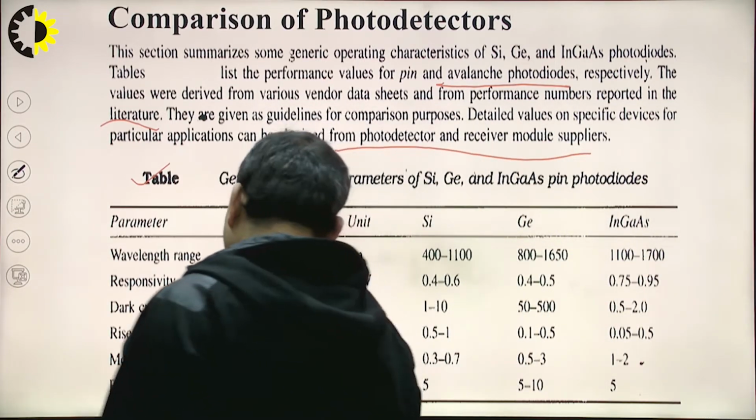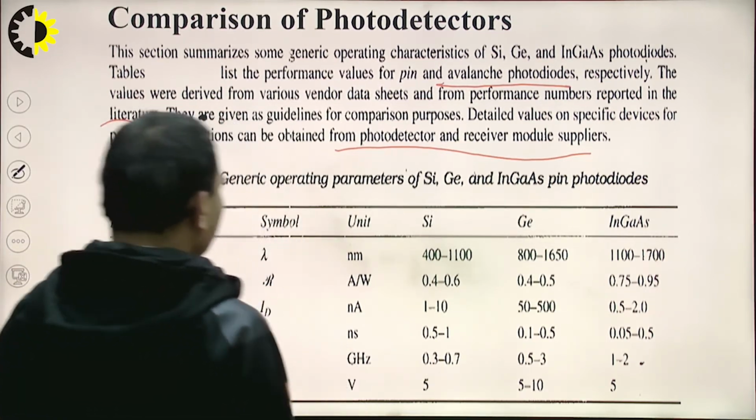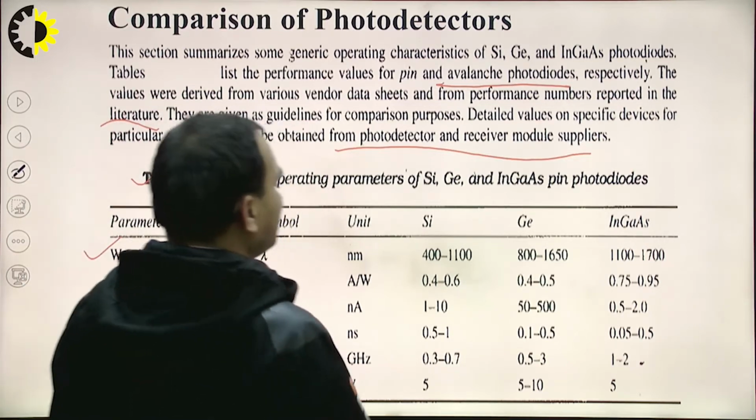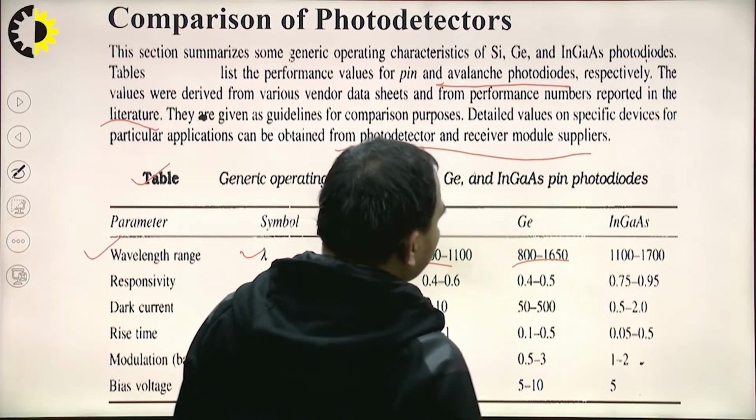Here we have the wavelength range given by lambda. The wavelength range for silicon is 400 to 1100 nanometers. For germanium it is 800 to 1650.